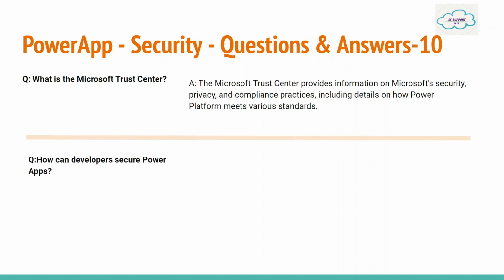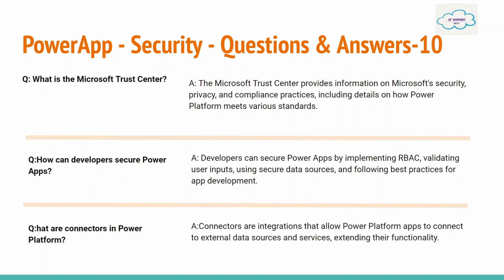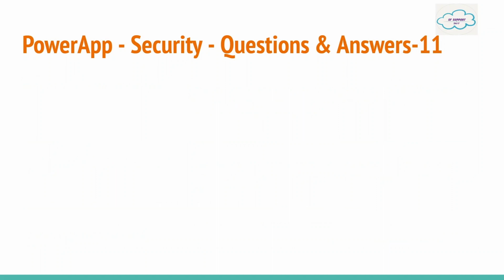Next question: how can developers secure Power Apps? Developers can secure Power Apps by implementing RBAC, role-based access controls, validating the user inputs using secure data sources, and following best practices for app development. Next question: what are connectors in Power Platform? Connectors are integrations that allow Power Platform apps to connect to external data sources and services, extending their functionality.